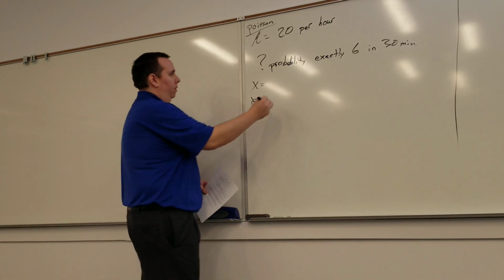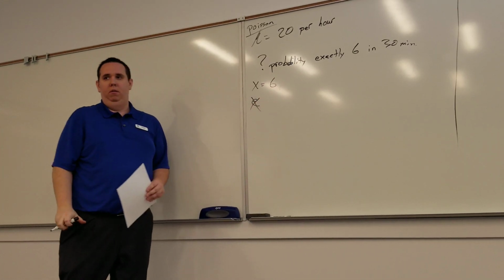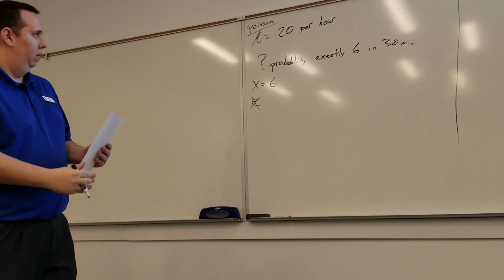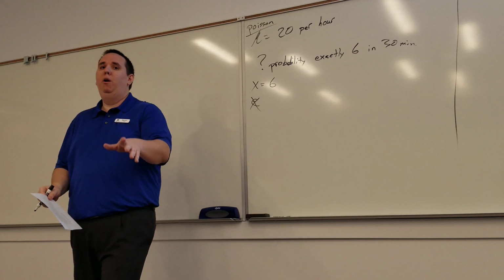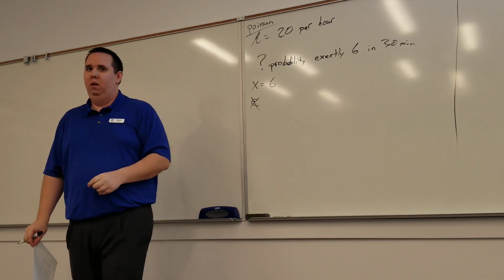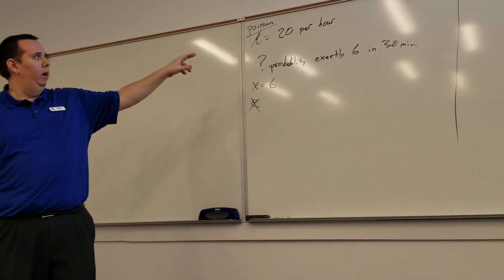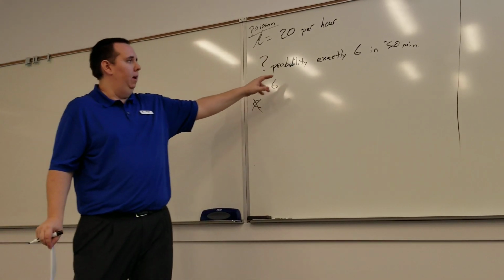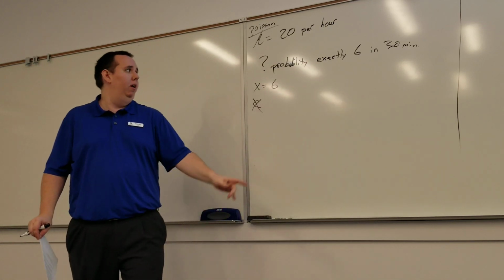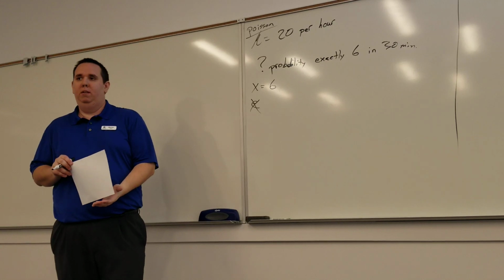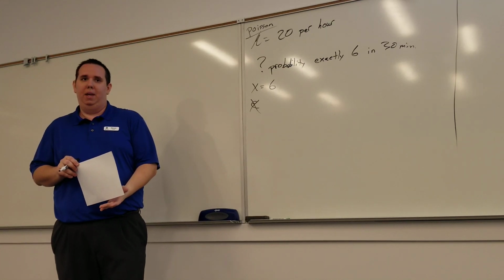6, right? It's the number of customers. So X is going to be 6. Now we can talk about changing up our mean, right? So if it's 20 per hour, and we want to know the probability of exactly 6 in 30 minutes, what do we need to do to that mean?